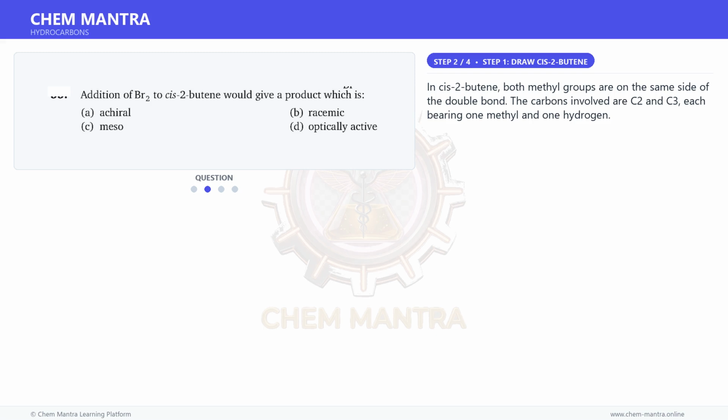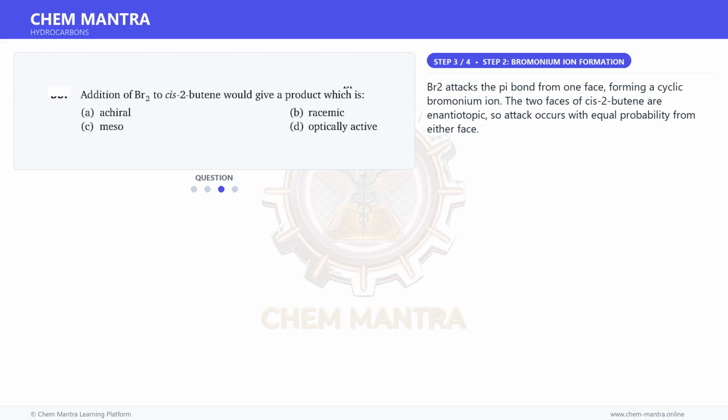Moving on to the next step. In cis-2-butene, both methyl groups are on the same side of the double bond. The carbons involved are C2 and C3, each bearing one methyl and one hydrogen. Moving on to the next step. Br2 attacks the pi bond from one face, forming a cyclic bromonium ion. The two faces of cis-2-butene are enantiotopic, so attack occurs with equal probability from either face.